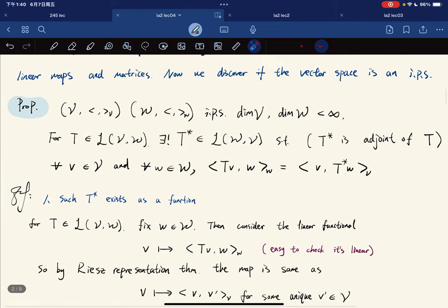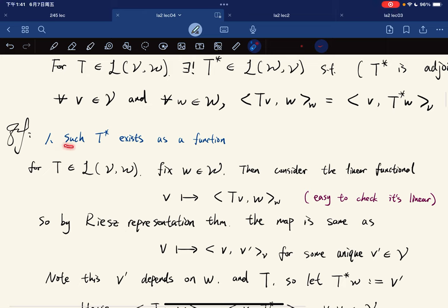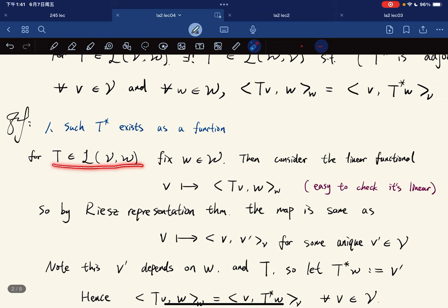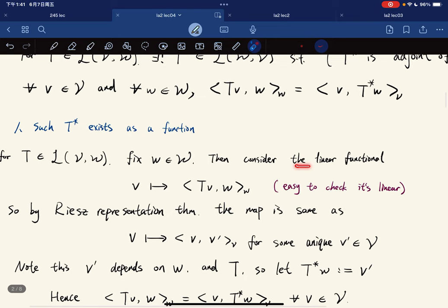To prove this, we first need to prove that T star exists as a function. Our first step is to prove that it is a function. For T a linear map, we fix w, then we consider the linear function that takes v to the inner product of Tv and w. For each fixed w, we have a linear functional associated, mapping v to the inner product of Tv and w, and it's easy to check that it's linear.